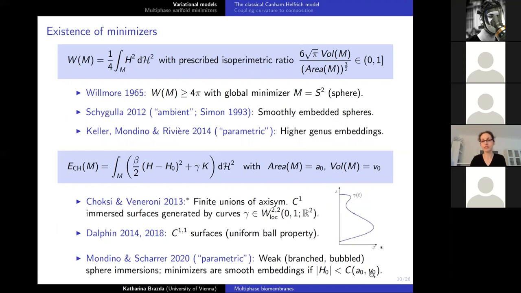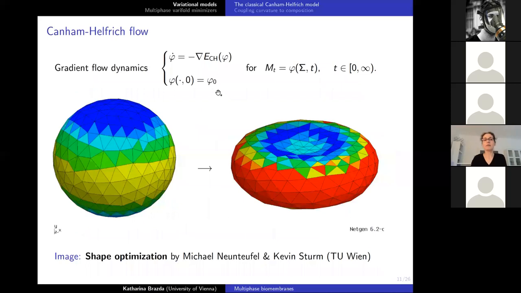Okay, you're welcome. So another way to obtain minimizers is via the flow. One can consider the gradient flow dynamics of immersions, starting from an initial condition or an initial embedding, which converges to the minimum. And here is a nice optimization result by colleagues from TU Wien. You see here really the red blood cell. This is just the Willmore energy with half the target volume of the sphere.